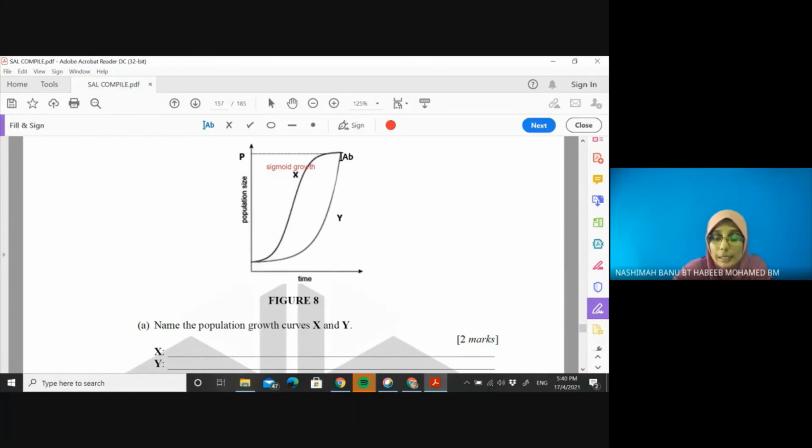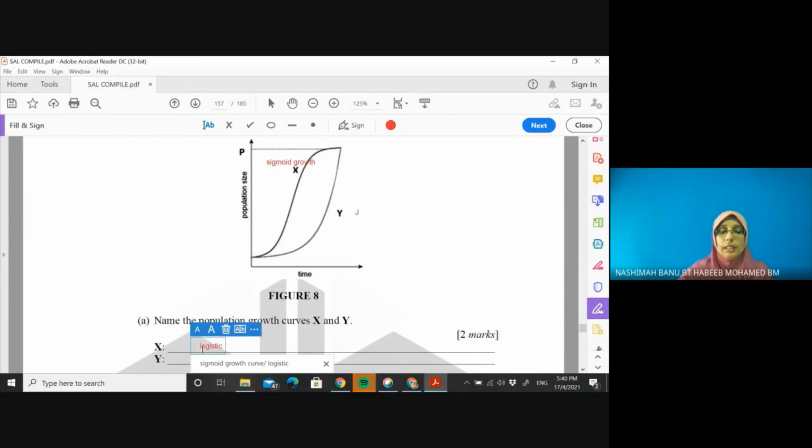Ingat tak tadi saya ada bagi tahu kita ada another one which is known as J curve. J curve ni selalunya nama lain dia adalah exponential, kan? Maksudnya dia unlimited kat atas tu. So apa nama dia kat sini? Logistic. Sebenarnya sigma ini macam another name lah. Satu lagi exponential. Make sure you tambah group curve, and this one group curve also.